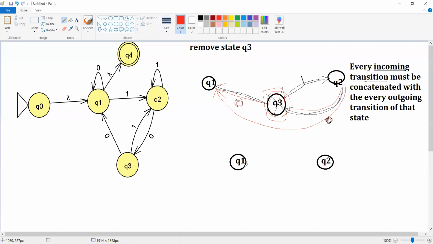Now that is what I am going to write. From Q2 to Q1, we are going to get a new transition. Why are we getting a new transition here? The reason is, earlier we had an intermediate state in between Q1 and Q2, which is Q3. Now it has been removed, so we need to simplify these transitions. That's the reason we are doing this.